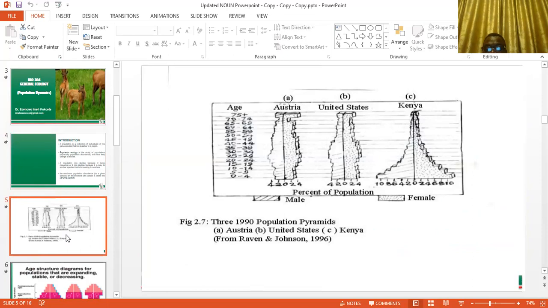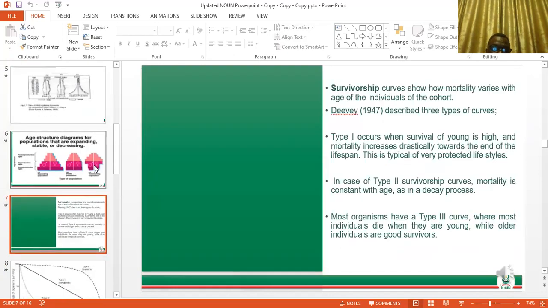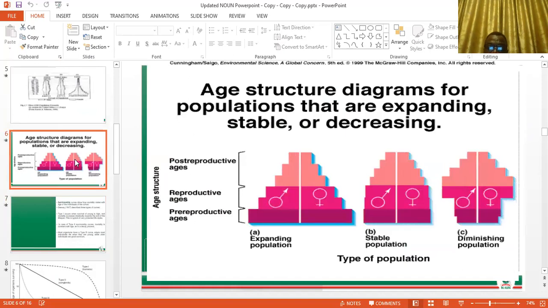In the United States, we have a stable, declining population. That's what we can see in Australia, more of post-reproductive age, whereas in Kenya, an expanding population, we have more of the pre-reproductive stage. A better diagram to show is what we have here on the slides. You can see expanding, stable, and diminishing populations.